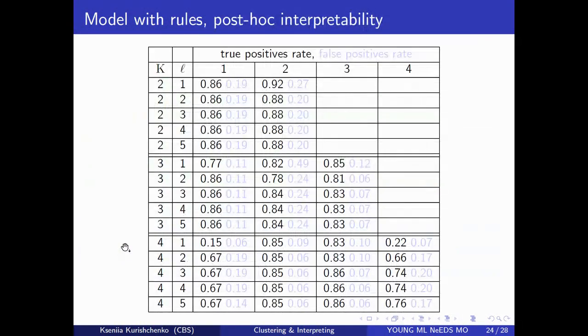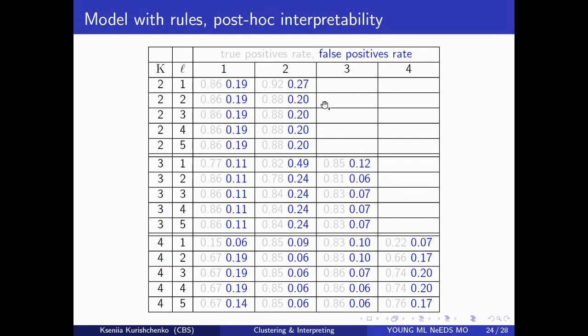Okay. And here is the result for post hoc interpretability. So we consider several numbers of clusters with different lengths. When we consider short length, namely one, it means that we choose only a basic rule, and we can see that we obtain not so high quality, but it's expected. Quality means in terms of true positive rate. And also here the false positive rate, and it's also sometimes not good, especially when we have length one. But this is the quality which we can obtain when we have given clusters.